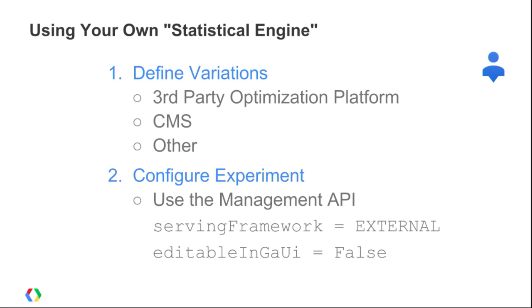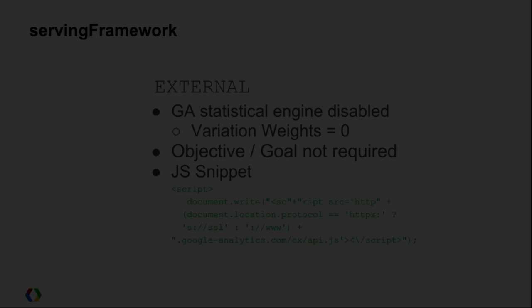And then again, I think you want to set the editable in GA to false, because I don't think you want the user to go in there and change settings. But again, this is up to you depending on your scenario. Because you're going to be handling this all yourself externally, you might want to disable the GA UI.